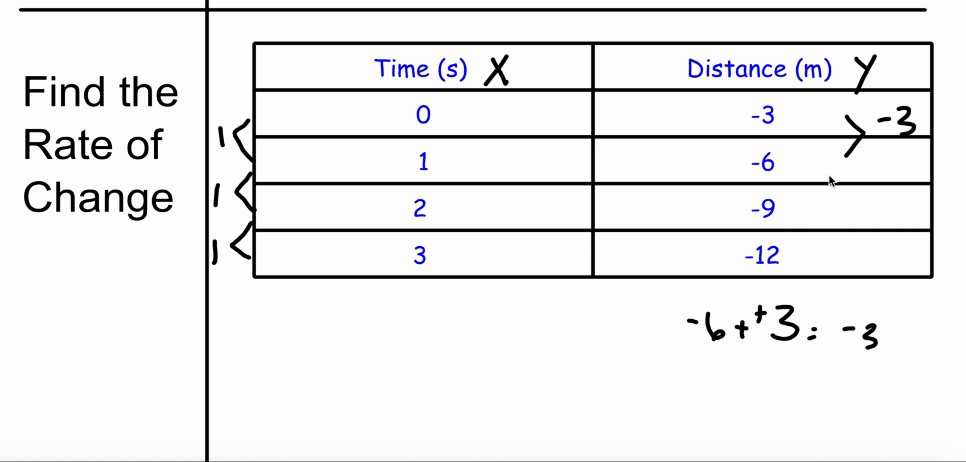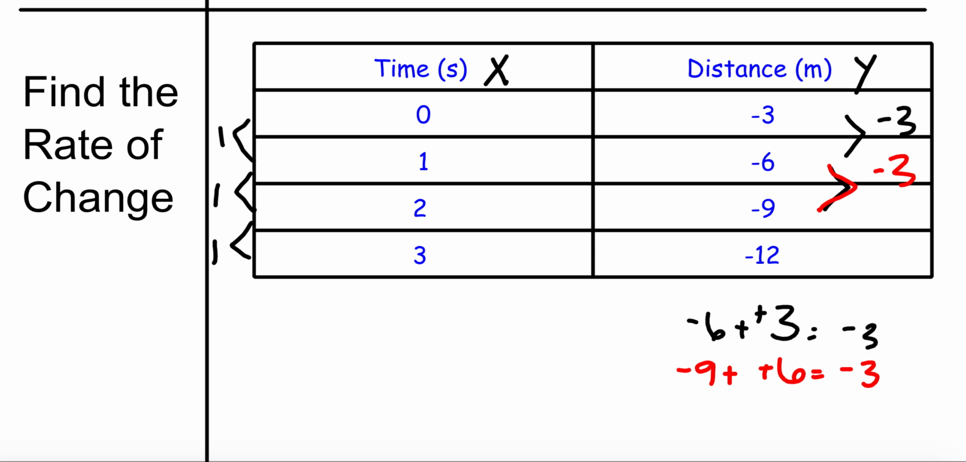Then I'm going to do the same thing from here to here. Actually, I'll change colors to show you that one. I'm going to go from here to here. So I'm going to take negative 9 and subtract this, which was negative 6. Add the opposite. I'm going to get negative 3.